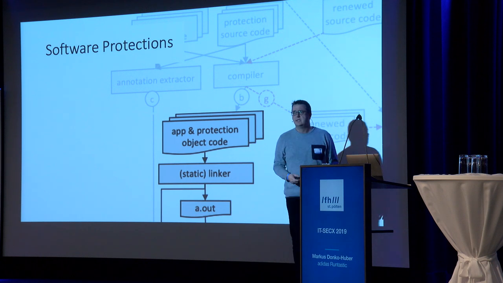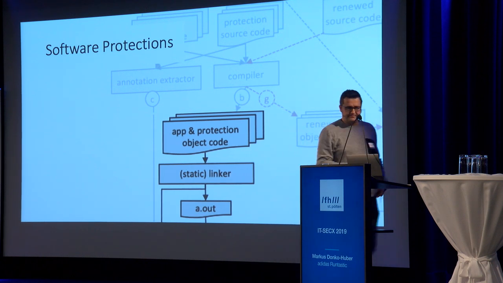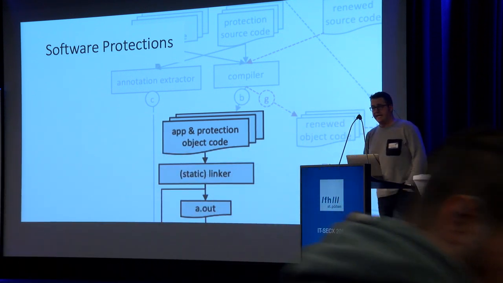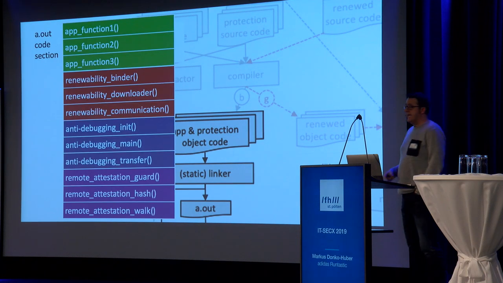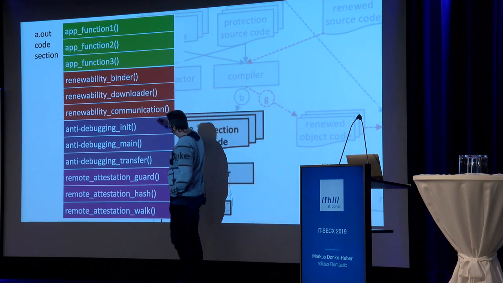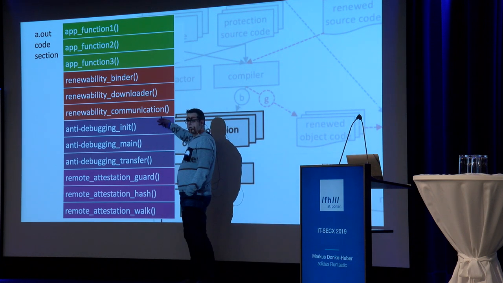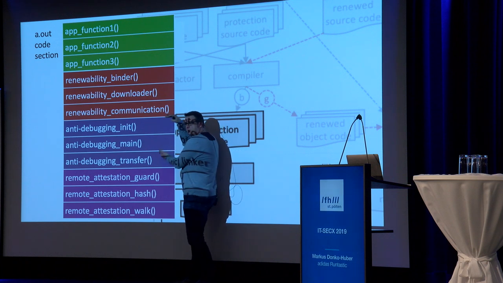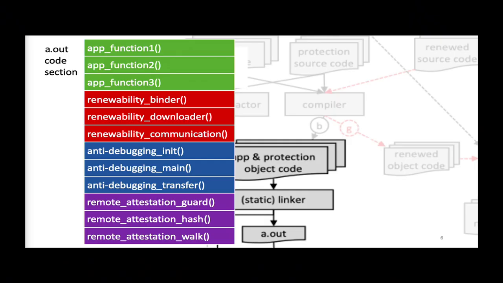That binary is still adapted, but components are linked in. And if you just use a standard linker, what you get is a binary that looks somewhat like this. You have different components, but all the functionality of one component is just a bunch of functions that are located right after each other in your binary, because they are linked in as one blob by the linker. And this is problematic.